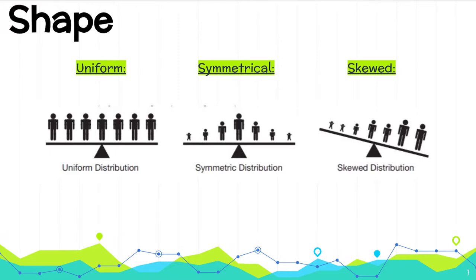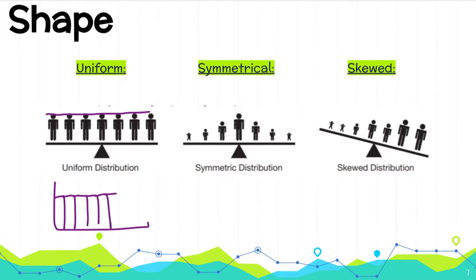Lastly, we have the shape. The shape of a graph gives us a little bit of information about how something is distributed. So if we have a uniform distribution, notice every single one of the humans is the same height. So if I was looking at a bar graph with a uniform shape, every single bar would be at the same height because the values for all of them would be uniform.